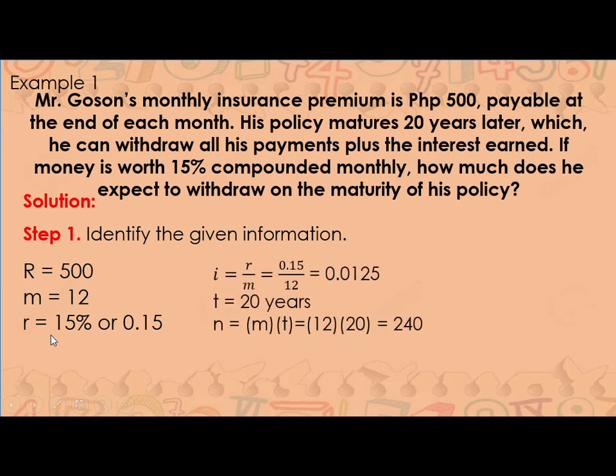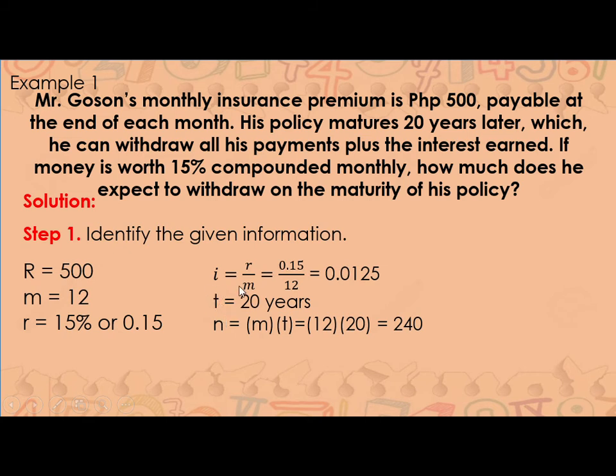Since your i is equal to r over m, take note of that, r over m, and we have here r, which is 0.15, you just need to plug in your numerator, so that will be 0.15 divided by your 12. Your 12 is your denominator since that is m. If you divide 0.15 by 12, you will come up with 0.0125.